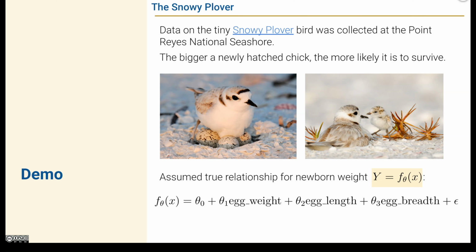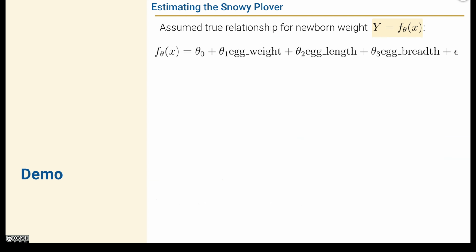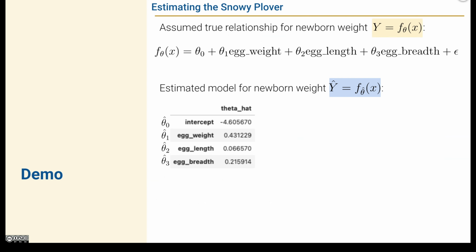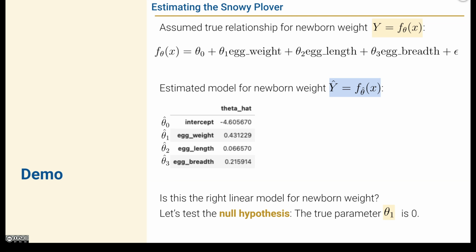So here again is our underlying model. And here are the coefficients that we found in our notebook. And so a question that we could ask is, is this the right model? And we could start with, let's test the null hypothesis that the true parameter for the egg weight is 0.